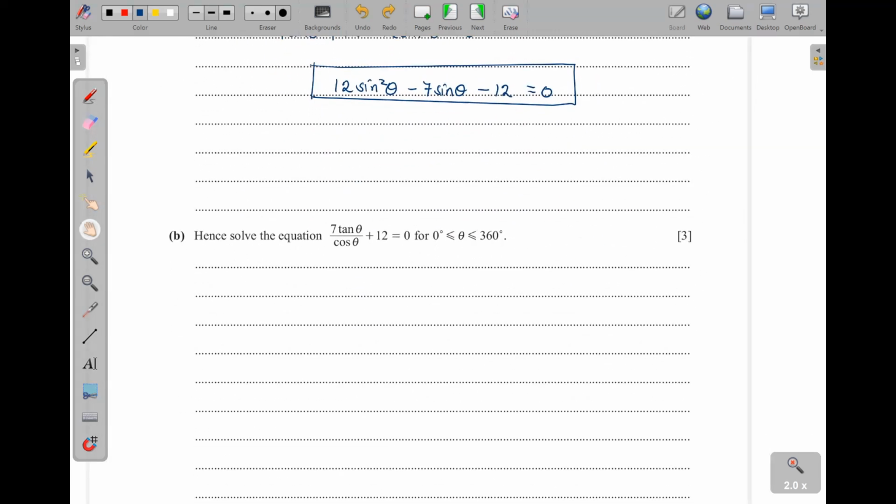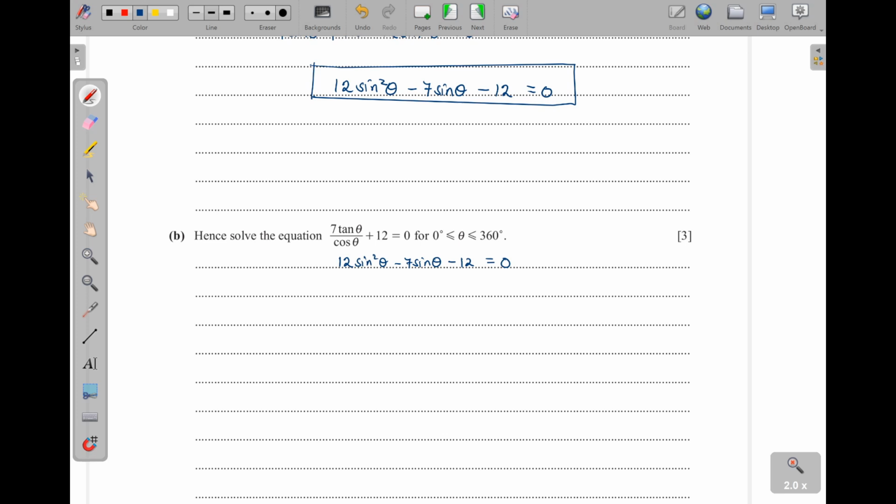Okay, then part B, hence solve this equation. Hence, start from where you have stopped or find a way of using what you have gotten. So I'm now solving 12 sine squared theta minus 7 sine of theta minus 12 is equal to 0. This is a quadratic equation in sine theta, like I said before. So we can solve it using the calculator, okay? But then again, you have to show the examiner that you have solved the equation. The attempt to solve the equation must be clear, okay?